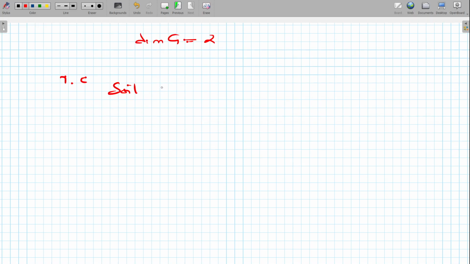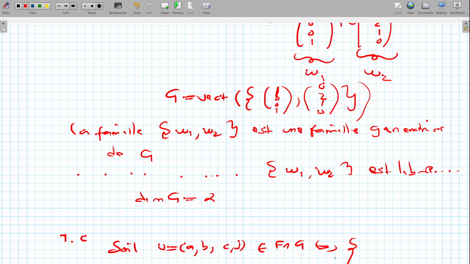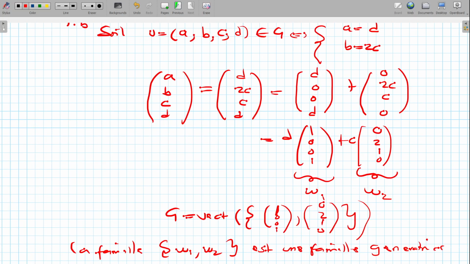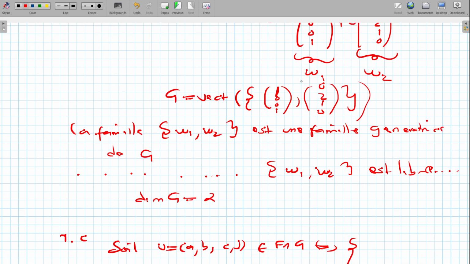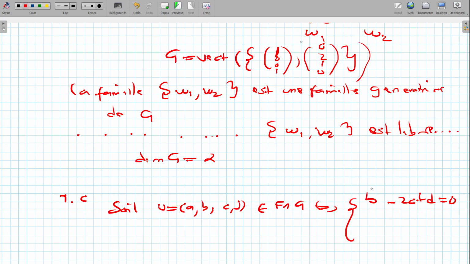So here we take soit U that has components A, B, C, D. We take it in the intersection. If it's in the intersection, it means two things. It means that we actually have to satisfy the condition in F and the condition in G. So what is the condition in F? Well, the condition in F is that B minus 2C plus D has to be equal to 0. And then the condition in G is that A is supposed to be equal to D and B is supposed to be equal to 2C.